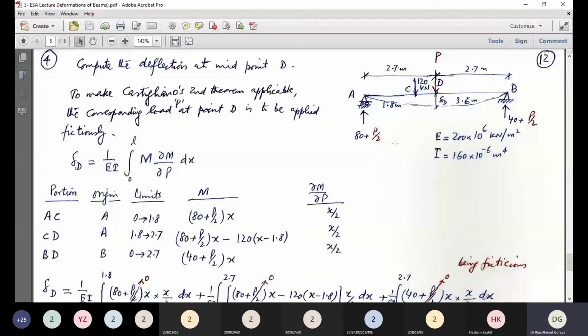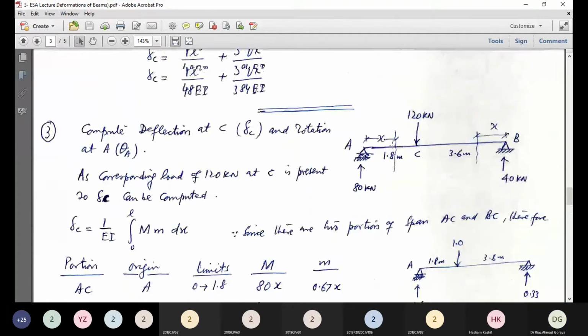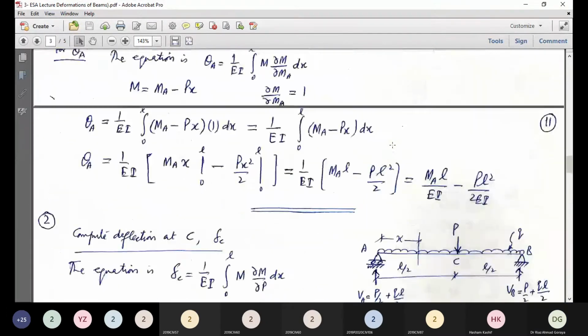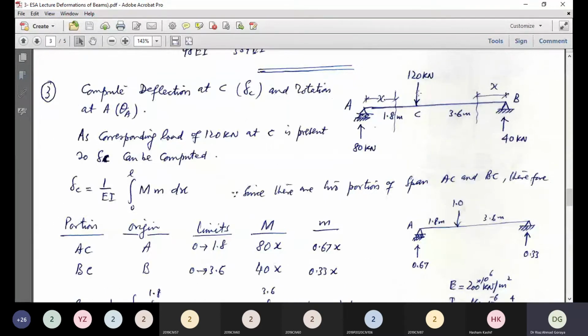So this lecture is in continuation with the previous lecture. Last time we solved this problem. Problem number 3. This was a simply supported beam acted upon by one concentrated load of 120 kilonewton acting at point C, which was at 1.8 meter away from support A and 3.6 meter away from support B.